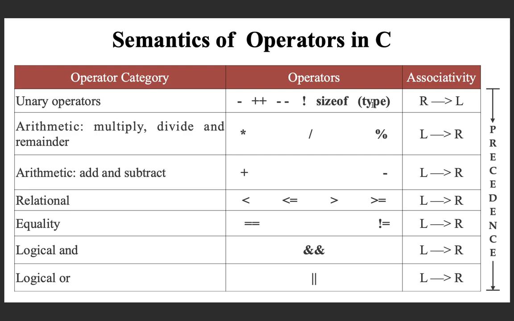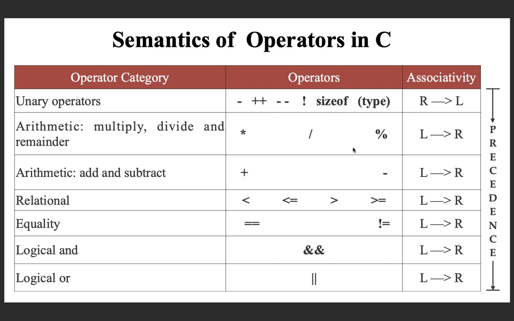Now, you can go back to the previous lecture and see why the plus operator at different times was giving some funny results. Their associativity is from right to left. Only for unary operators is the associativity from right to left. So, within an expression, the rightmost unary operator will be performed first.